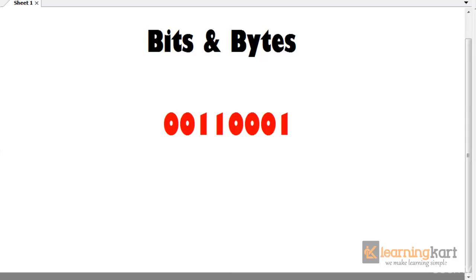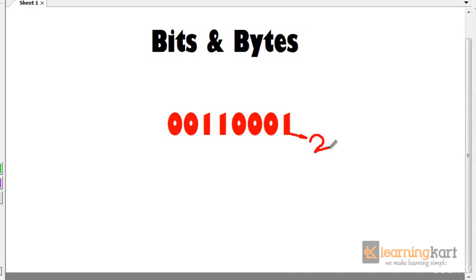This will come out to be: multiply the first position with 2 to power 0, the second multiplied by 2 to power 1, and with every subsequent bit you need to increase this power. So this goes from 0, 1, 2, 3, 4, 5, 6, 7. So the last bit will be multiplied by 2 to power 7.